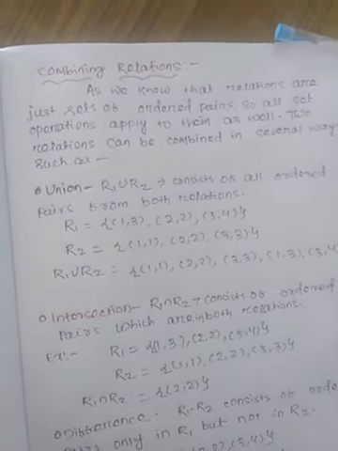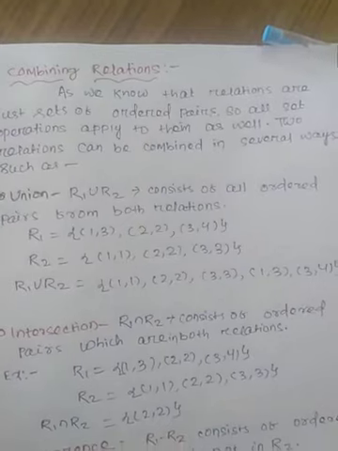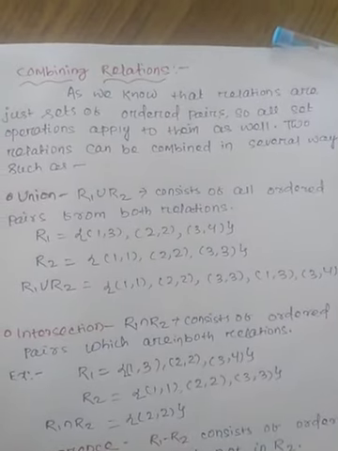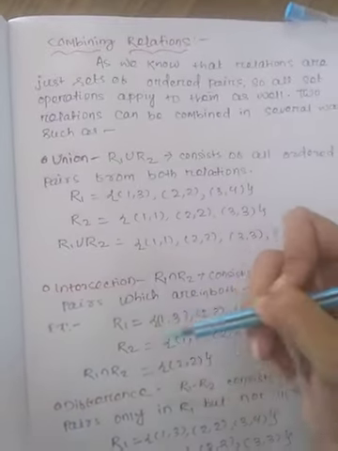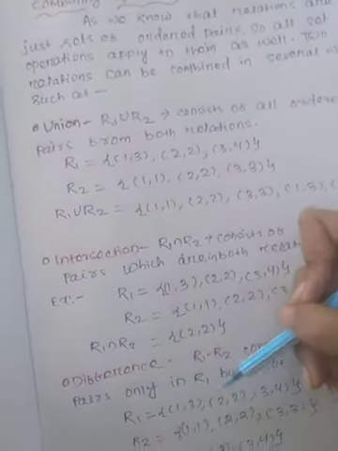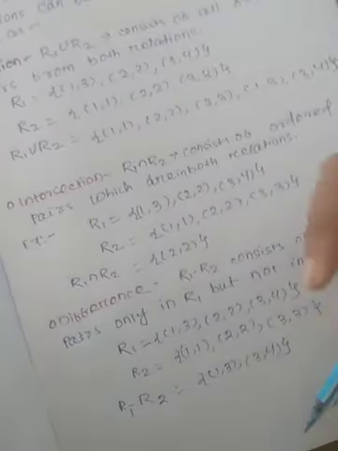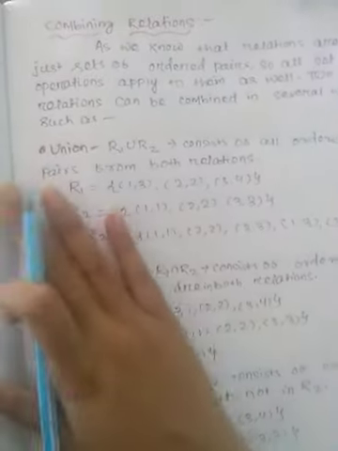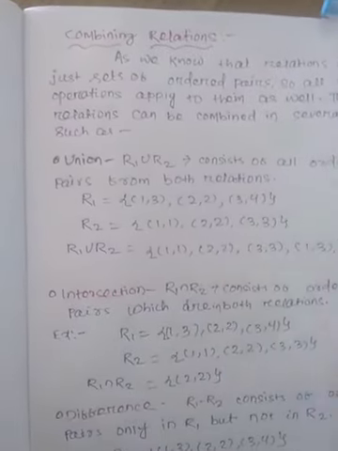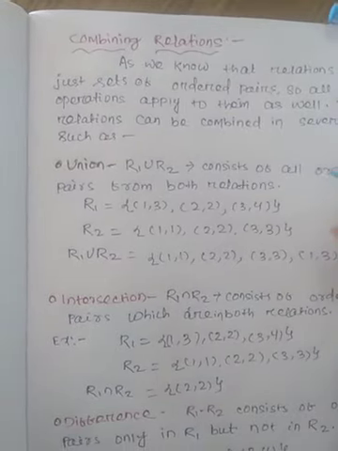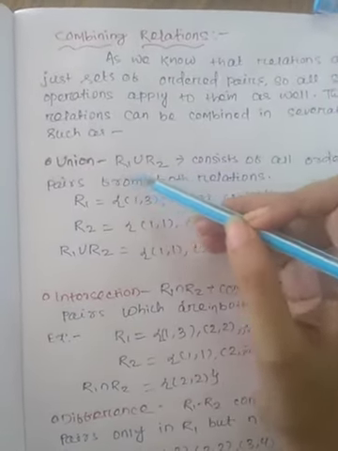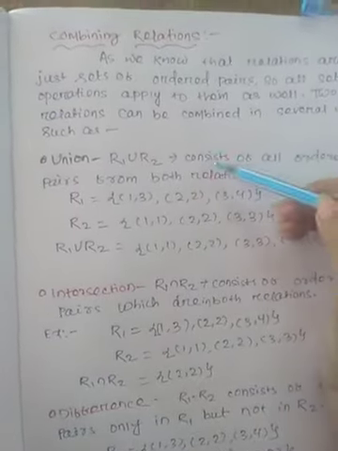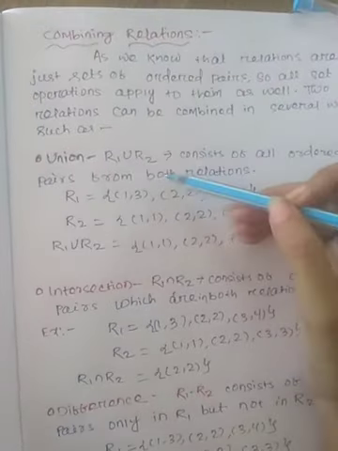So if I have two relations, I can combine them in several ways. Like I can take their union, I can take their intersection, I can take their difference, I can take their symmetric difference, and these are exactly the same as we do in sets. So what is union? This is denoted by this. R1 union R2 consists of all ordered pairs from both relations.